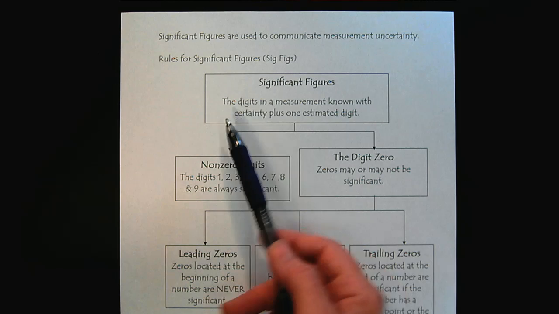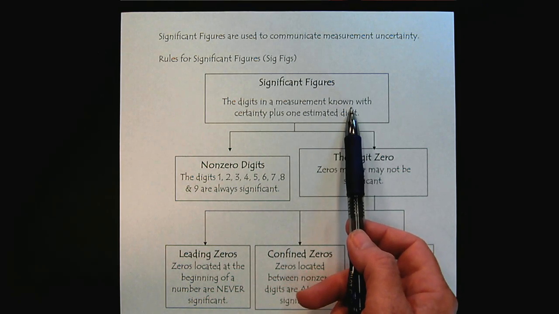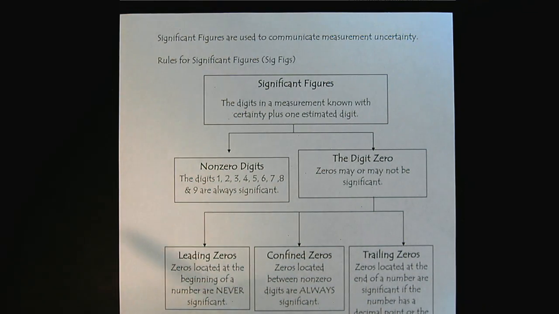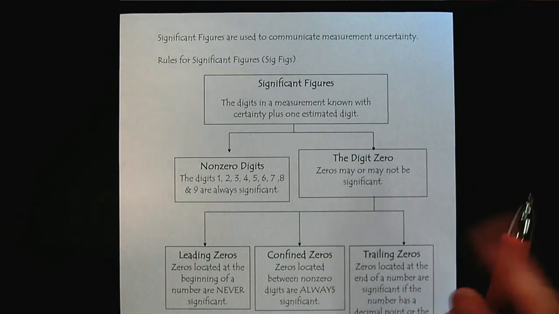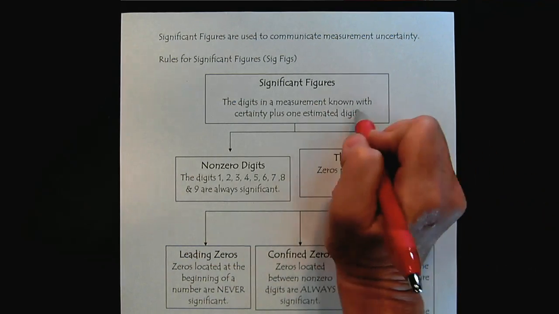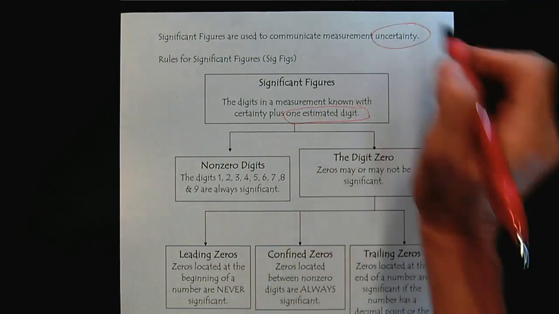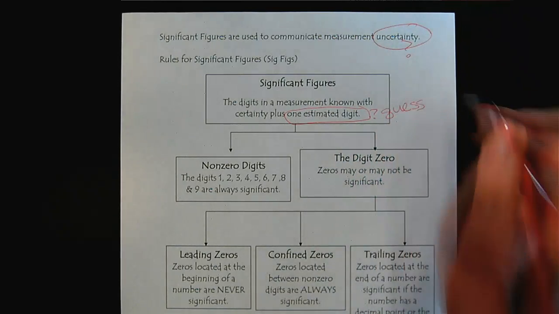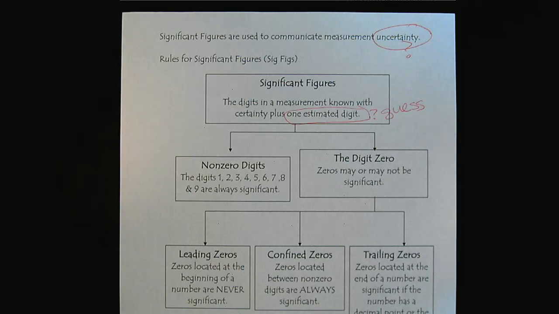Significant figures are the digits in a measurement known with certainty plus one estimated digit. You could think of the estimated digit as the uncertain digit, and I like to symbolize it as a question mark. That's where we guess. So when we're reporting measurements using sig figs, we're communicating the magnitude of the measurement, but also how accurately we understand the measurement or how much we can trust it.